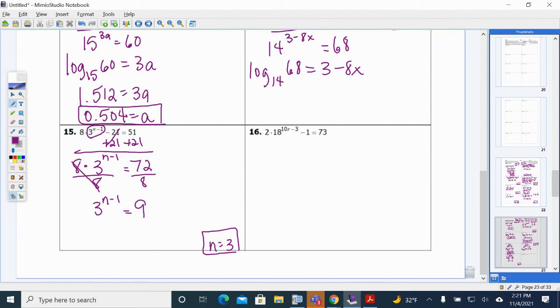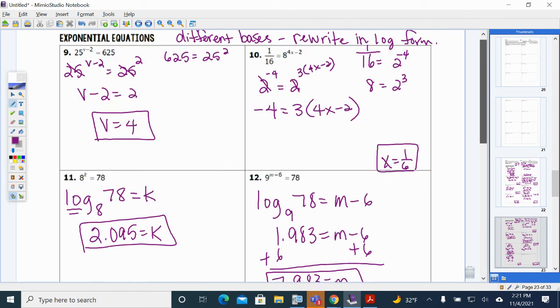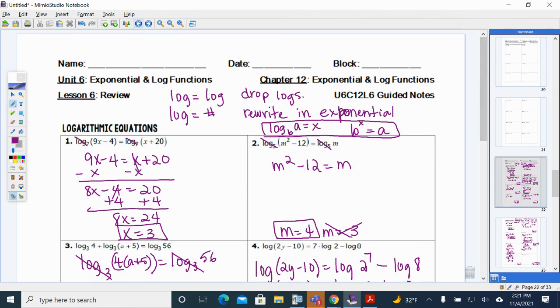I would encourage you to go ahead and work number 16 on your own. Work it, finish it, complete it. The final answer here should be 0.425. So those are the notes, the review on your exponential and your logarithmic equations for chapter 12.